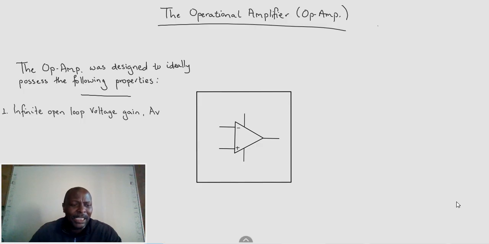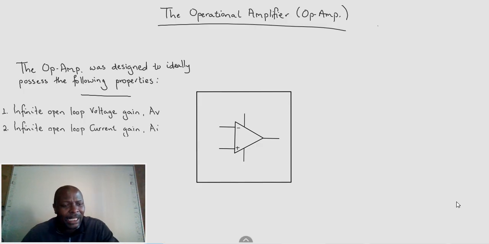It is also designed to have infinite current gain, again with the open loop. What do I mean by open loop? I take the op amp as it is, and I just give it inputs without taking outputs back to it as feedback. That would be open loop. Remember, open loop means no feedback, whereas closed loop means with feedback. So in open loop, the current gain is also very massive. Actually, by design, it is infinite.